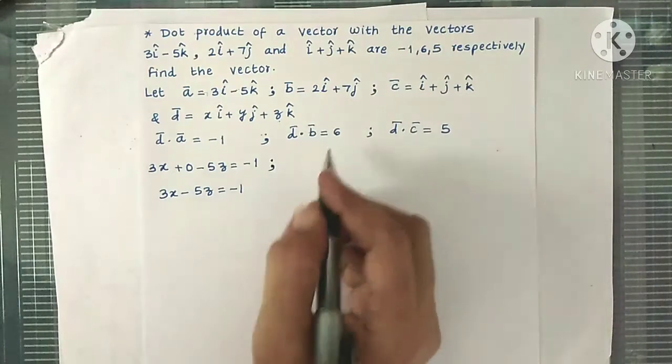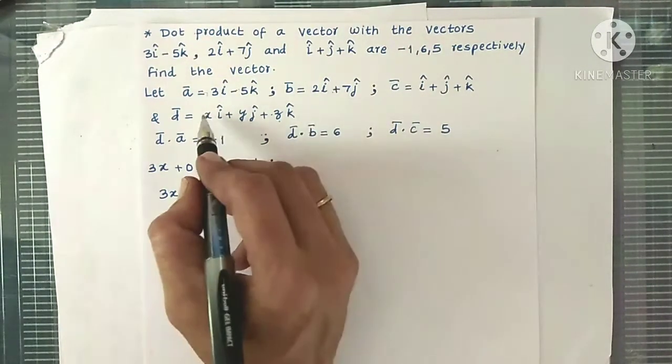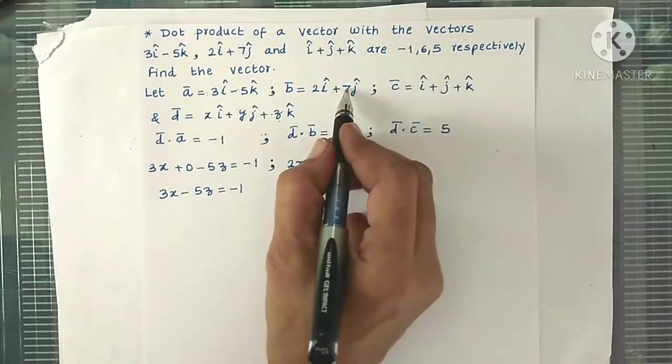Now the second one. Dot product of d bar and b bar. Coefficient of i is 2 here. Here it is x. So it is 2x. Coefficient of j is 7.